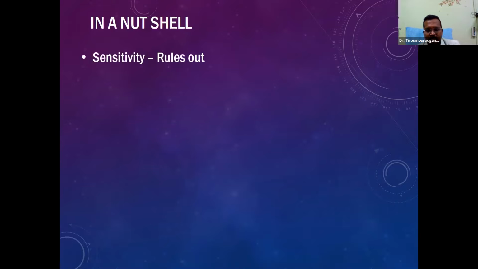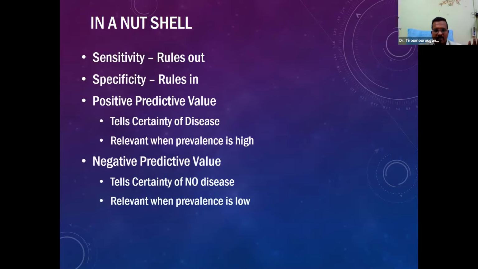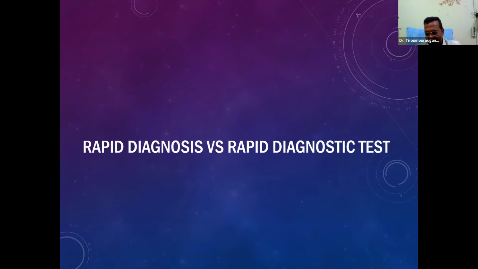So just to keep it as simplified as possible, when I talk about sensitivity, all I am talking about is the capability of the test to rule out a disease. Specificity is about ruling in a disease. Positive predictive value tells about certainty of disease, and it's only relevant when the prevalence is high. When the prevalence is low, there's no point in talking about positive predictive value, and vice versa. So negative predictive value tells about certainty of no disease, and it's relevant only when the prevalence is low. And that's what we need to keep in mind.